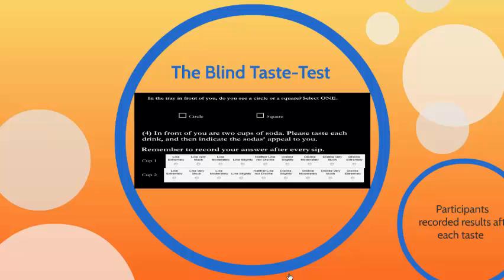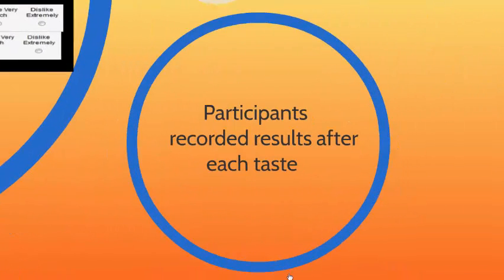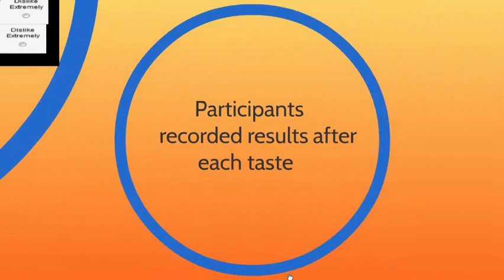This is a clip from the blind taste test that we presented to people. It says, in the tray in front of you, do you see a circle or a square? Select one. So there's two boxes marking circle and square, and the participant would mark whatever shape they saw in front of them, and this let us as researchers know what soda we were actually presenting them with. And then below we have cup 1 and cup 2, and there are 8 different categories for the participant to rank the taste of the soda, ranging from like extremely to dislike extremely. Participants recorded their result after each taste, so between cup 1 and cup 2 they would record their results.